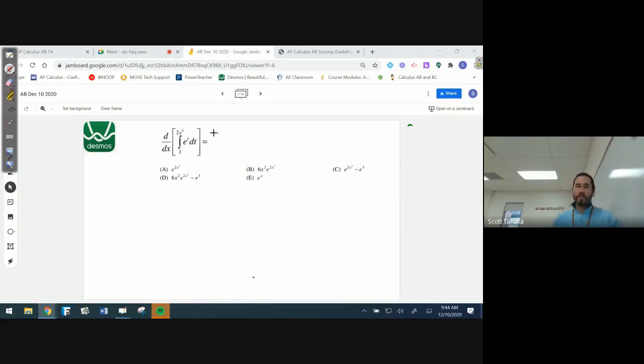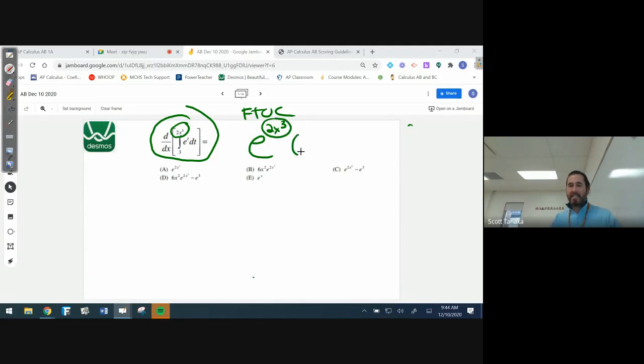All right, how do you do this one? It's the derivative of an antiderivative. How do I do those? Well, you just go straight to the FTOC. You plug this into the t, so it becomes e to the 2x cubed. But remember, since it has an x, you have to chain it, which is the derivative of what you plugged in, 6x squared.